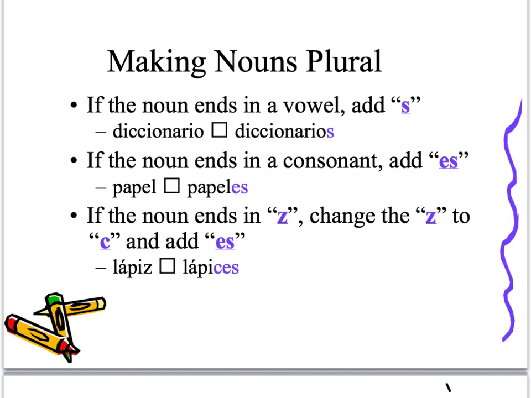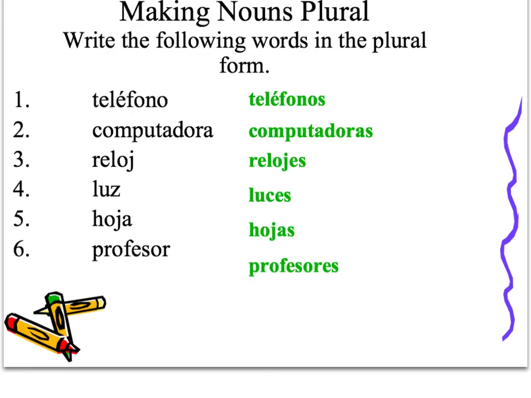If it ends in a Z, I need to change that Z to a C and add ES. And the reason for that is because I want to maintain the same sound, and the Spanish language just needs to flow. And so instead of saying lápizes, lápices. And if you remember, I talked about how the Z in Spanish is actually pronounced more like a C anyway. So lápices, when you make it plural, change that Z to a C and then add ES. And C is a consonant, so it does follow our above rule.